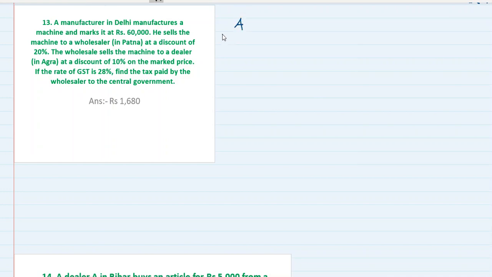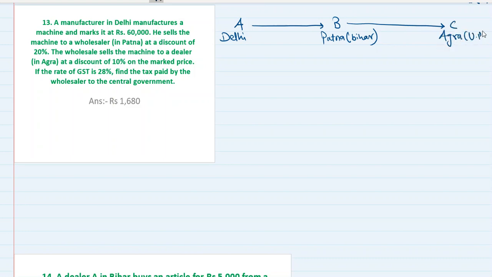So A, who is in Delhi, B, who is in Patna. Where is Patna? Bihar. Okay. And the wholesaler sells this machine to a dealer in Agra. C, who is in Agra, which is in UP.